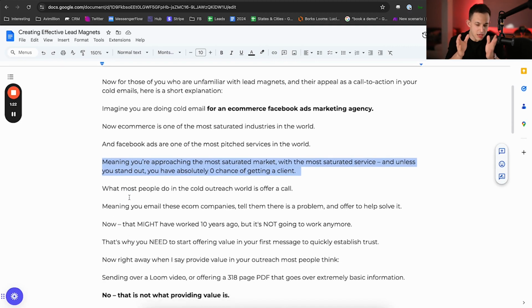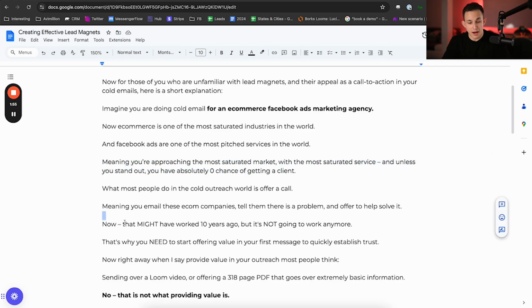Now, what most people do in the cold outreach world is they offer a call, right? Meaning straight up, let's get on a call, let's do a meeting, let's do something on Zoom, whatever. Meaning you email these e-com companies and you tell them that there is a problem and then let's have a call to help you solve it, right? Let's say it's about the Facebook ads. You message or email an e-commerce company. You tell them that, hey, your Facebook ads are not very good. Let us help you, okay?